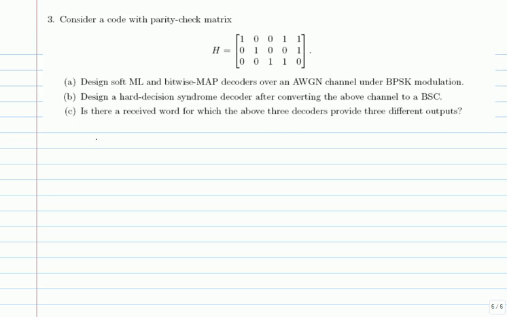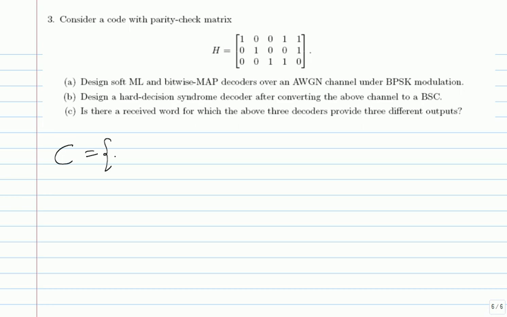Okay. So you have to always start when you do ML, MAP and all that. What's the first step? What do you need to know for doing bitwise MAP, ML decoders? You have to enumerate all the code words. Okay, so if you don't enumerate all the code words, you can't write down the expressions very easily. Okay, so you enumerate all the code words. Okay, go ahead, enumerate all the code words for this.